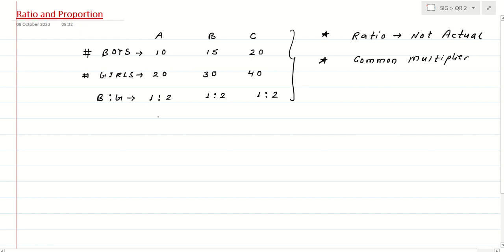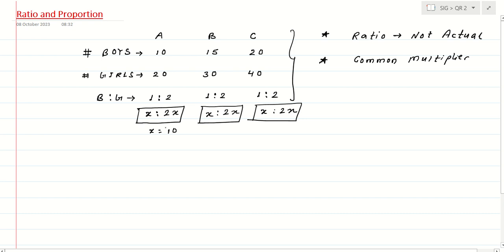In this case, how do I write the common multiplier? Just multiply by x on both sides. So I can say x is to 2x, correct? Same thing here, x is to 2x, and same thing here, x is to 2x. Now if I know the common multiplier value, I can find the actual values. What is the value of x in the first section? 10. In the second section? 15. The value of x in section C is 20. If I know the common multiplier, then I can find the actual values.